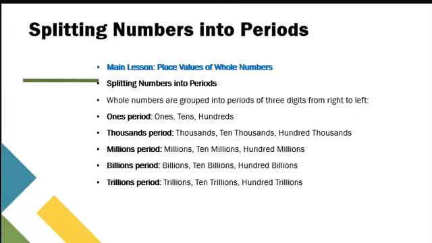You get it? The next part of it is the millions period. In the millions period, we have the million itself, the 10 millions, 100 millions, because they all have millions. I believe you are following the lesson.